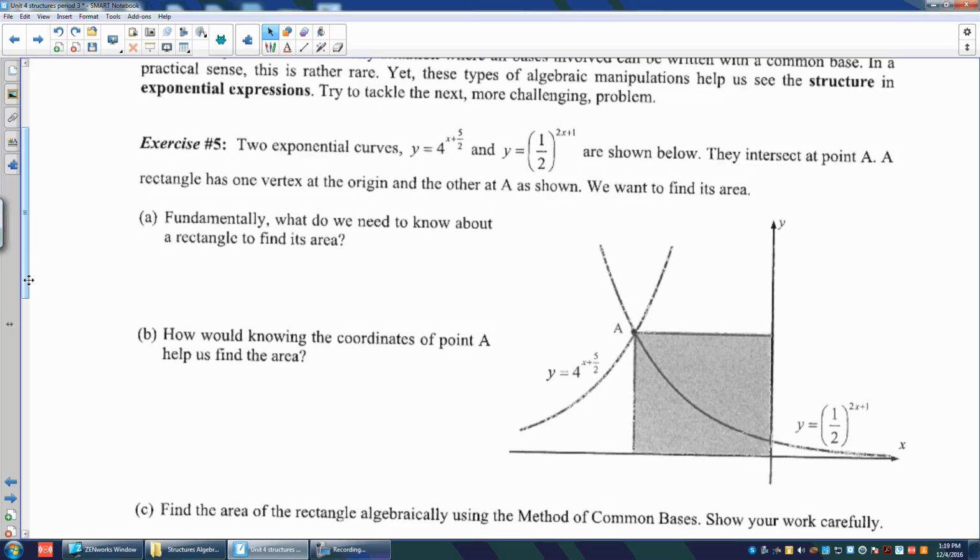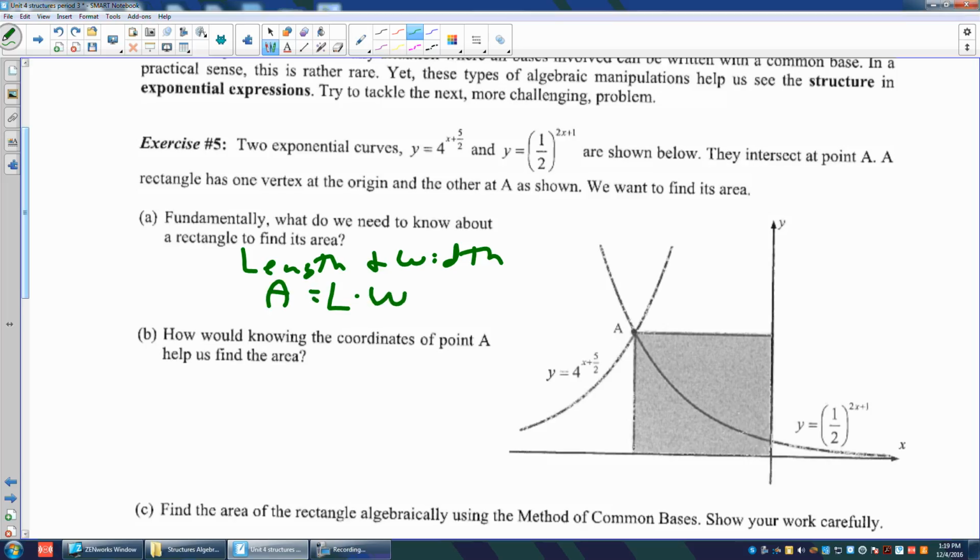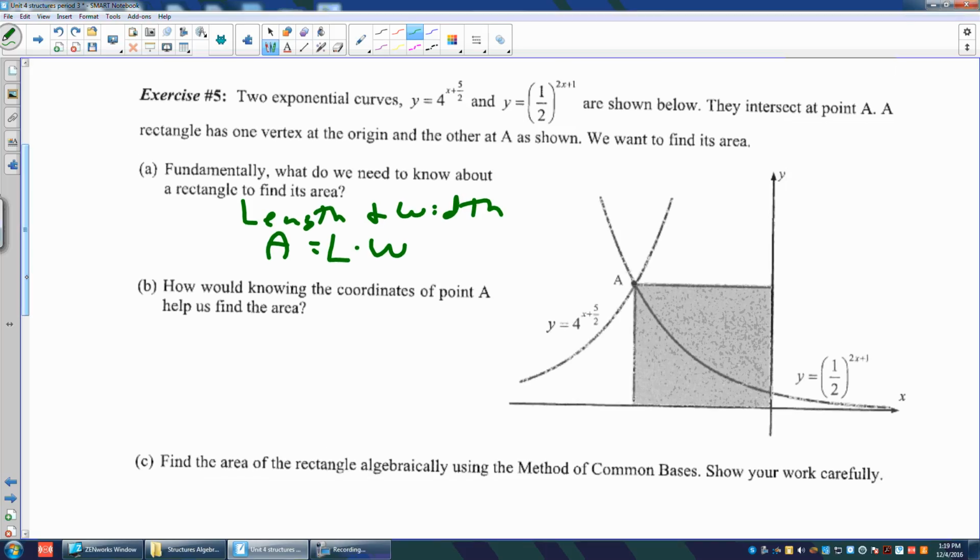Fundamentally, what do we need to know about a rectangle to find its area? Well, you only need to know the length and the width. That's not an addition symbol, because the area equals length times width. How would knowing the coordinates of point A help us find the area?